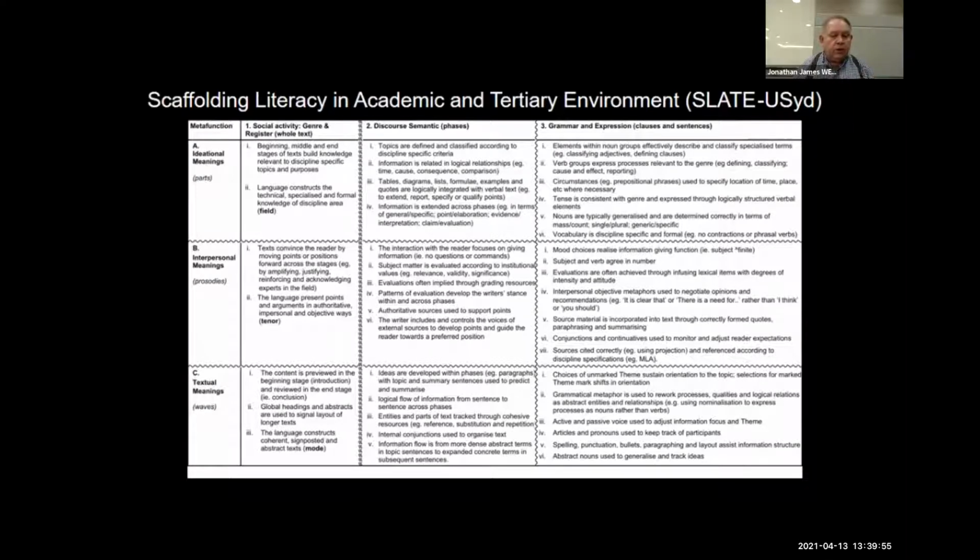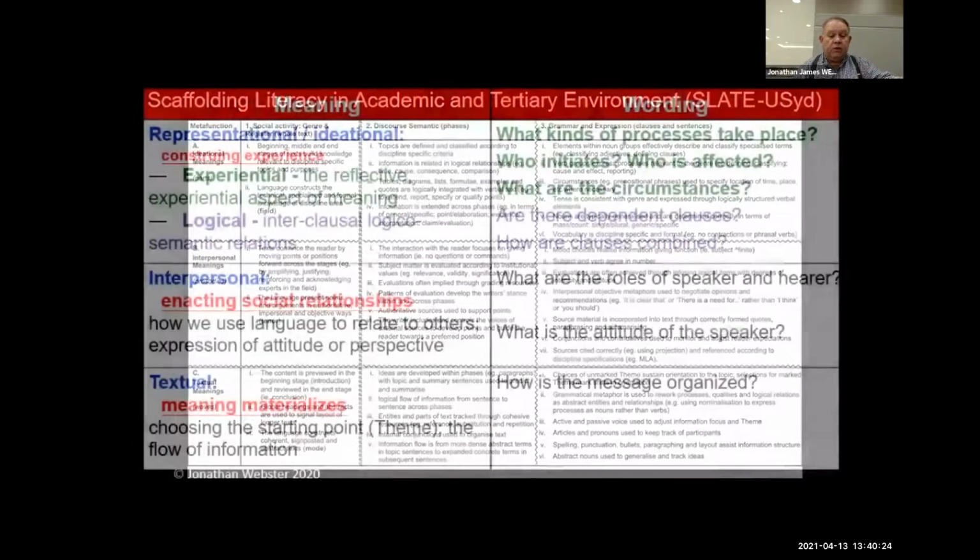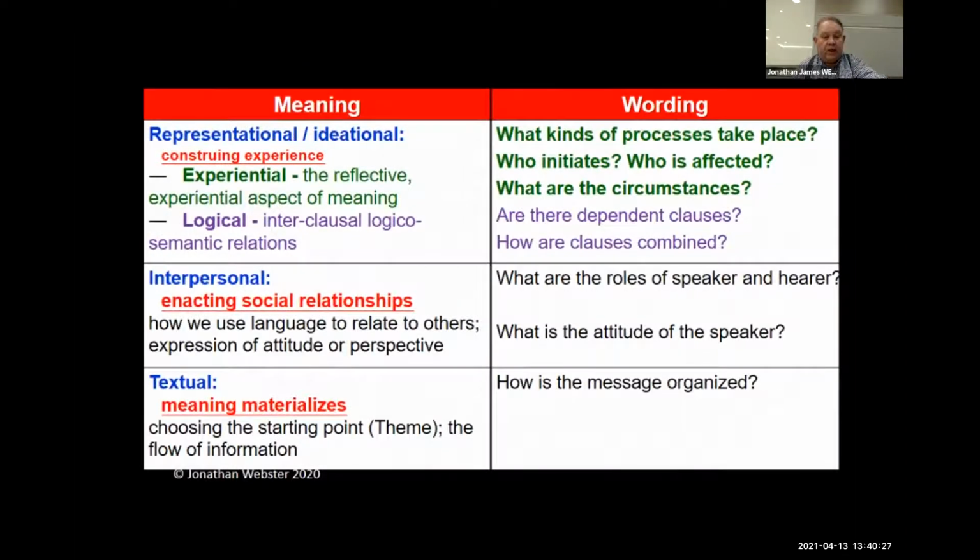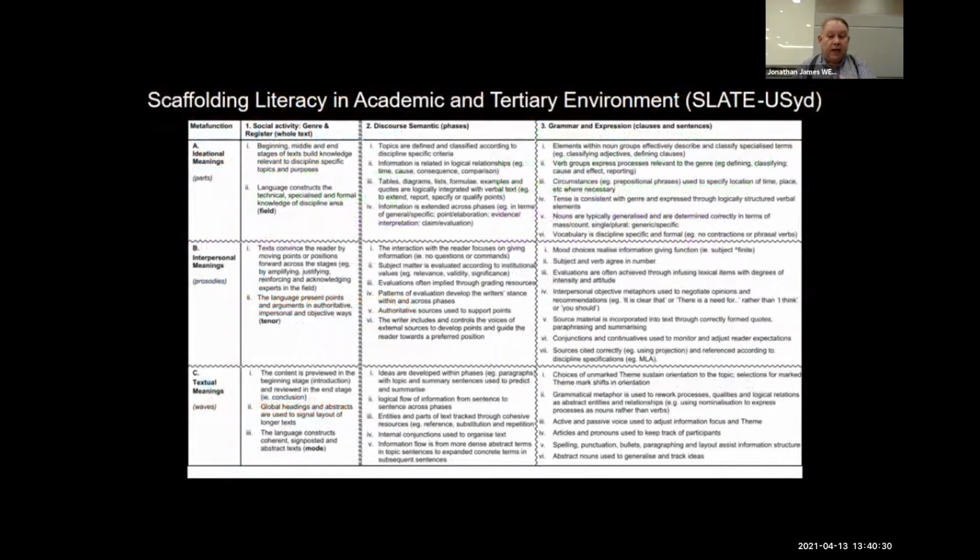Now, what was it that the coach was going to give them advice about? That's what's laid out here in what's called the SLATE rubric, Scaffolding Literacy in Academic and Tertiary Environment. The point being that when we come to our use of language, what is it that we need to pay attention to? Hopefully over the course of this semester, you've been realizing the kinds of things we've been talking about, like the kinds of meaning and the kinds of wording. Now, take that and apply that to writing in an academic or tertiary environment.